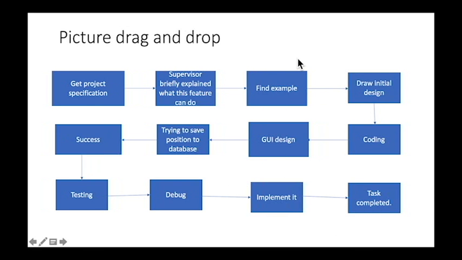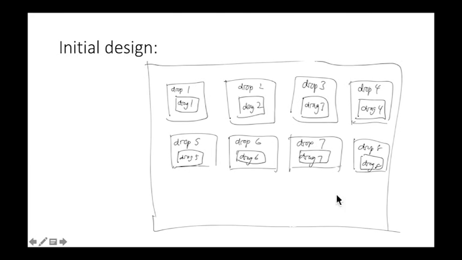And next is my next task, which is to make pictures drag and drop to adjust their position. I first get this project from the supervisor, and then they explain to me what these features can do, and I have to look for similar examples online and draw out an initial design. This is my initial design. There are two parts in this. The first is drop 1, drop 2, drop 3, drop 4, drop 5, drop 6, drop 7, drop 8.